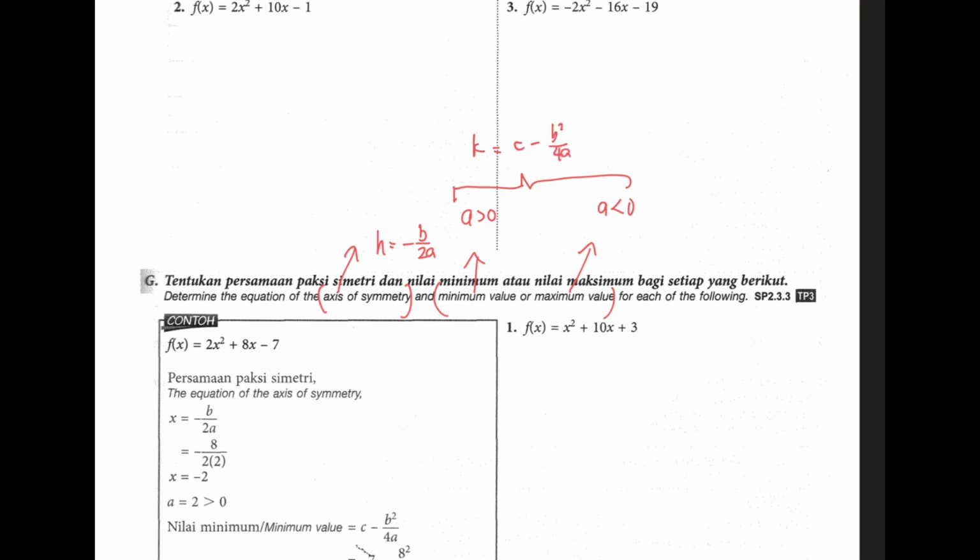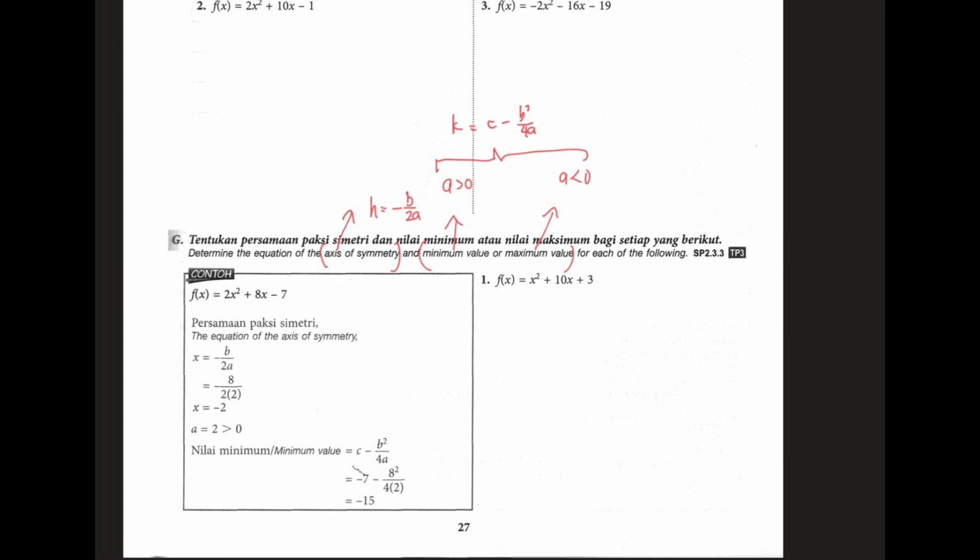So they are using this. So you can see a, b, c can be found from here. Now they find the x, minus b over 2a. That means they are using this formula. Minus b over 2a, a is 2. Count and get negative 4. That's the axis of symmetry.